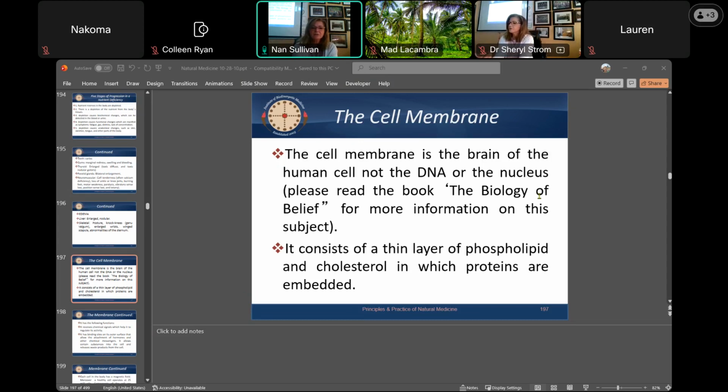The cell membrane also consists of a thin layer of phospholipids, so phosphorus and fats and cholesterol, in which proteins are embedded into that layer.